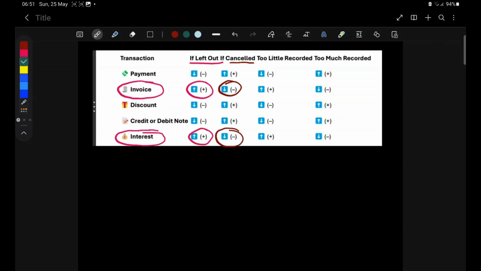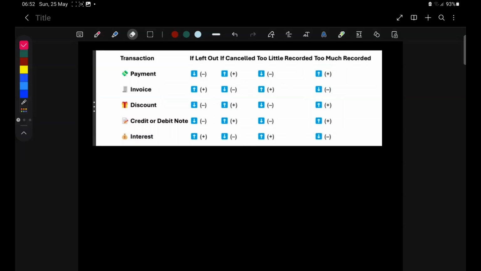Then, sometimes too little or too much is recorded. If you have an invoice and interest and too little is recorded, you do what your brain says. My brain would say, if too little is entered, I must enter more. So if too little is entered, it's a plus for both of them. And if too much is entered, my brain says, no, if it's too much, I must make it less. So then I will minus the amounts if it's too much. Make sure you understand that.